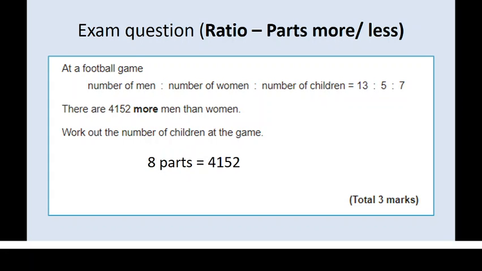Okay, so you've got a few steps there. It's a 3-mark question, so that would suggest about 3 minutes. Okay, so have a go at this, see if you can get to an answer. Press play when you're ready to check.